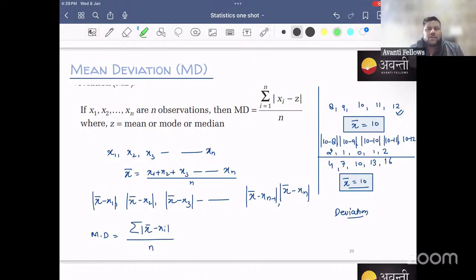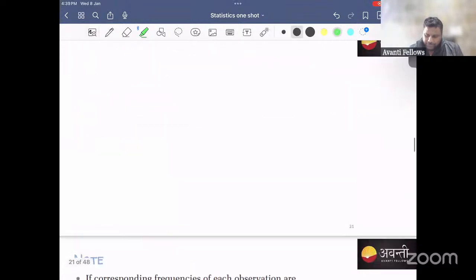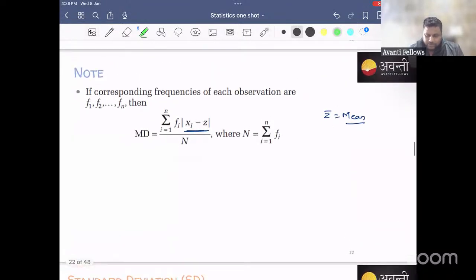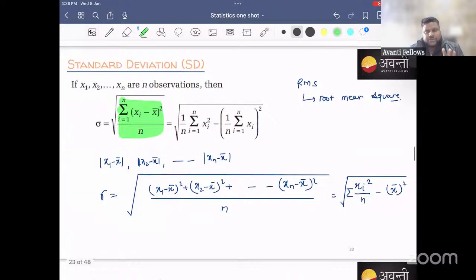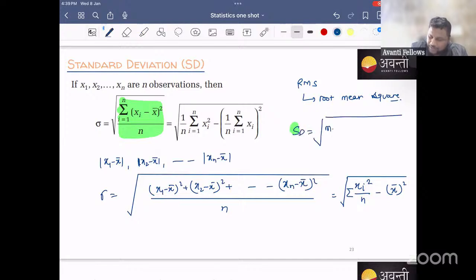This is what we call mean deviation. Standard deviation I have explained earlier, yesterday and the day before yesterday in class. Standard deviation is the square root of the mean of squares minus the square of the mean.